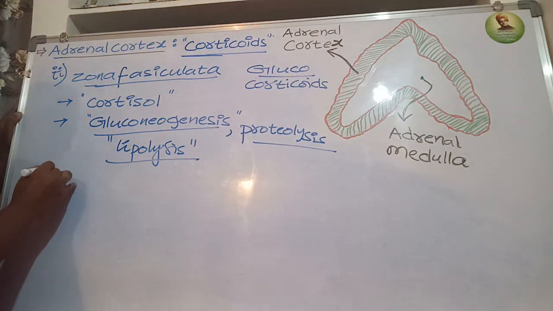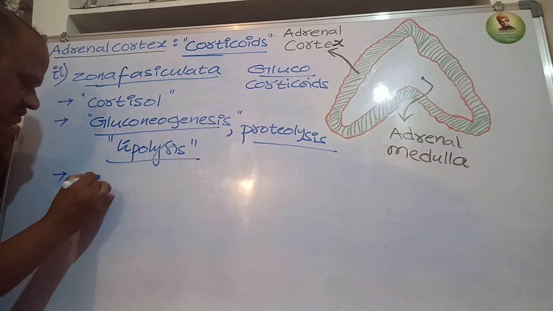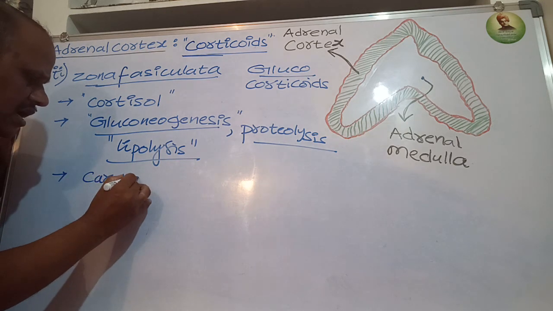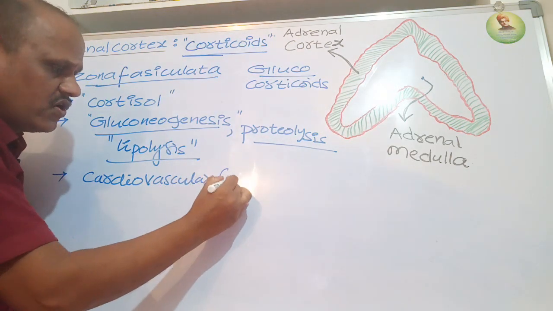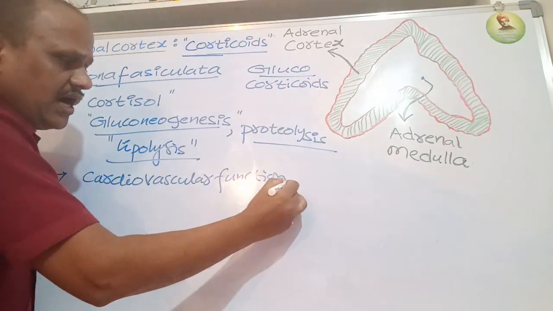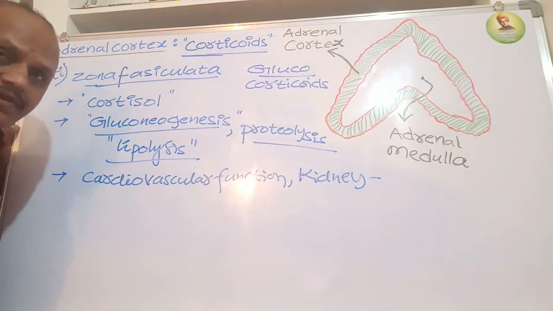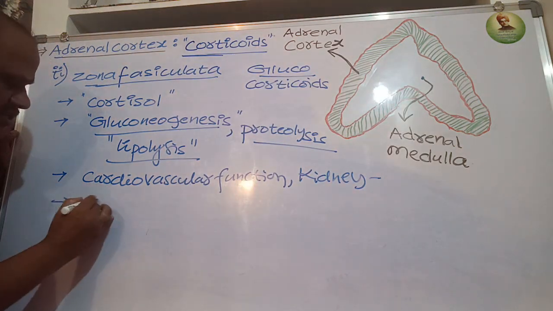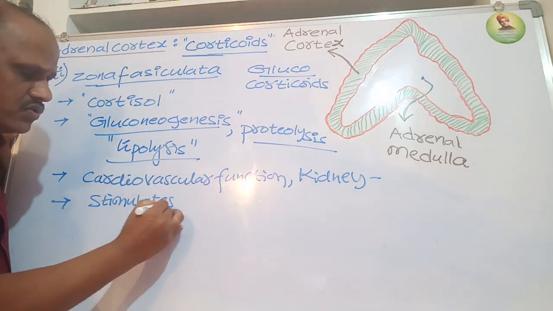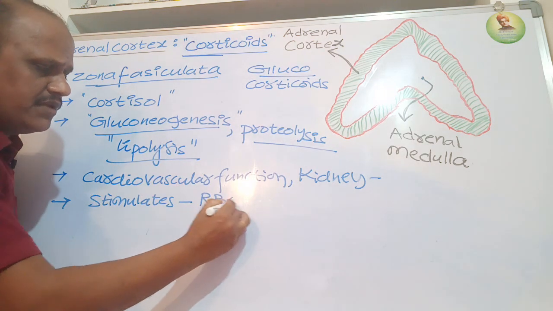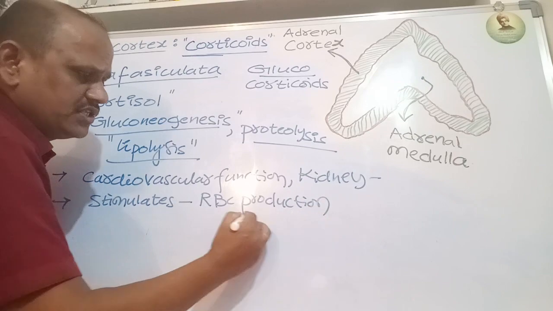Cortisol also helps in the regulation of cardiovascular function, and it regulates kidney function. Next, cortisol stimulates RBC production.